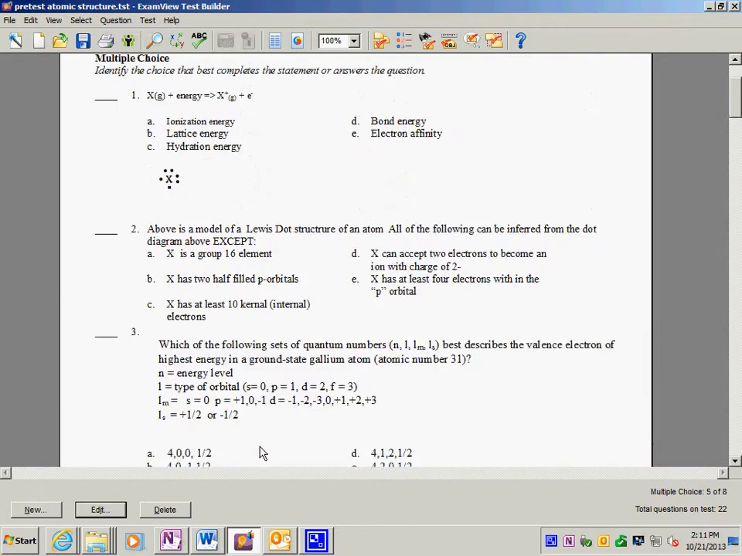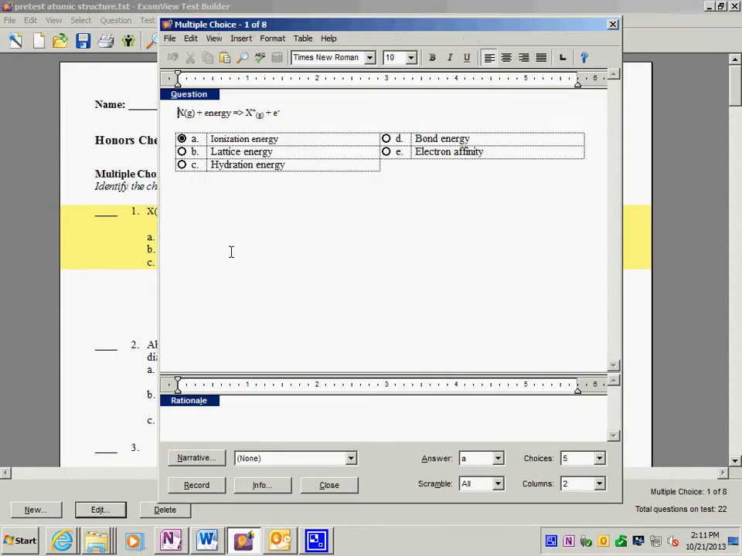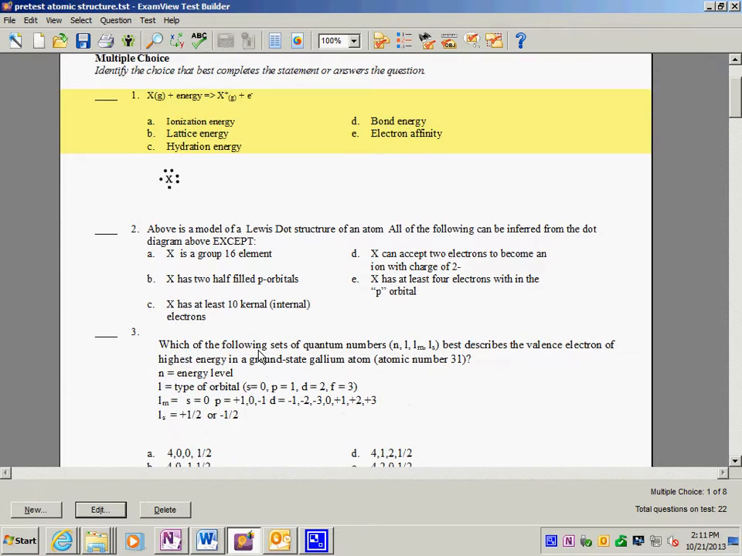Alright, this is our review sheet for the test. Letter 1, number 1 says X plus energy yields a cation, an energy that would be ionization energy. This is the amount of energy it takes to remove an electron. There it is as it lost one. There's the electron.